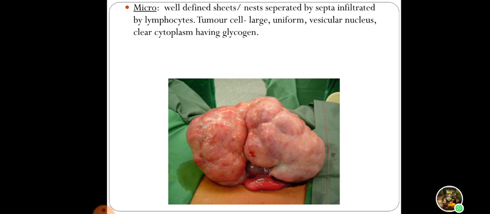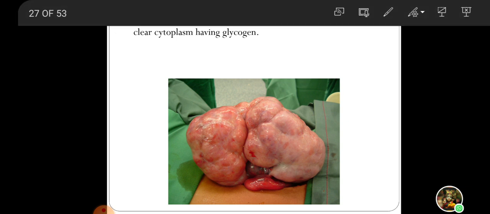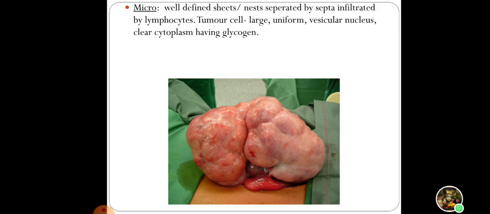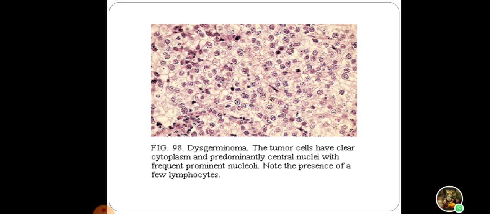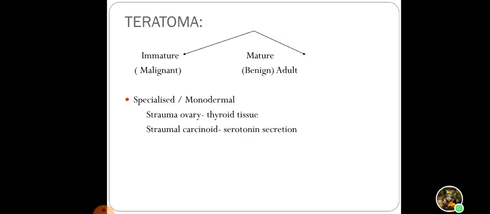As you can see in the picture, there is a multiloculated specimen of the dysgerminoma. Microscopically, you can see well-defined sheets or nests separated by septa infiltrated by lymphocytes. Tumor cells are large, uniform, with a vesicular nucleus and clear cytoplasm containing glycogen. In this slide of the dysgerminoma, the tumor cells have clear cytoplasm, predominantly central nuclei with frequent prominent nucleoli, and note the presence of a few lymphocytes in the septa.